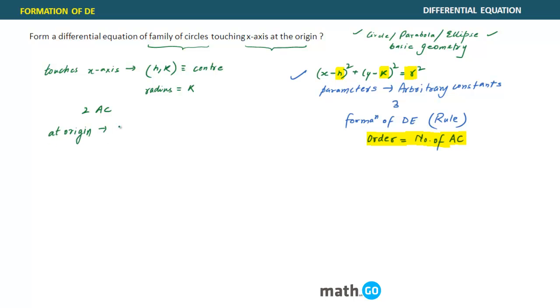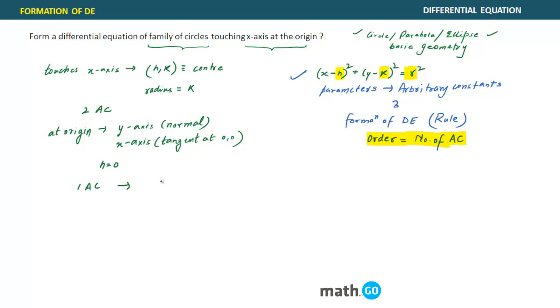So that implies y-axis is normal. Just think of it. Why am I saying y-axis is normal? Because it is given that x-axis is tangent, and that too tangent at (0, 0). So that means y-axis is normal. Normal passes through the center of the circle. So h here is nothing but 0. So in fact it reduces to only 1 arbitrary constant.